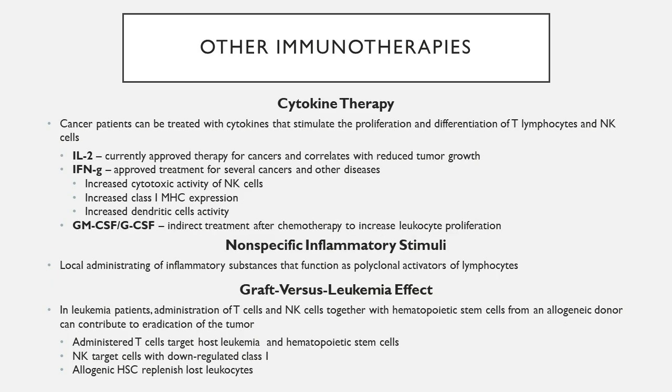Other types of immunotherapies include the delivery of cytokines that induce the proliferation and differentiation of T lymphocytes and natural killer cells. These include the T cell growth factor IL-2, which is approved for therapy against a few different cancers. There's the treatment of IFN gamma, which is approved treatment for several cancers in addition to other diseases. Again, these increase the cytotoxicity of natural killer cells. They increase the expression of class 1 MHCs necessary to present neoantigens, and they also increase the ability of dendritic cells to do their job. They're the most effective antigen-presenting cells there.